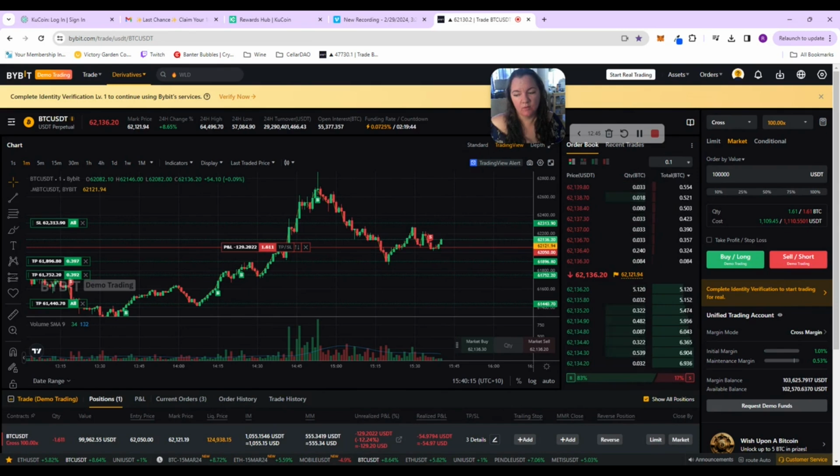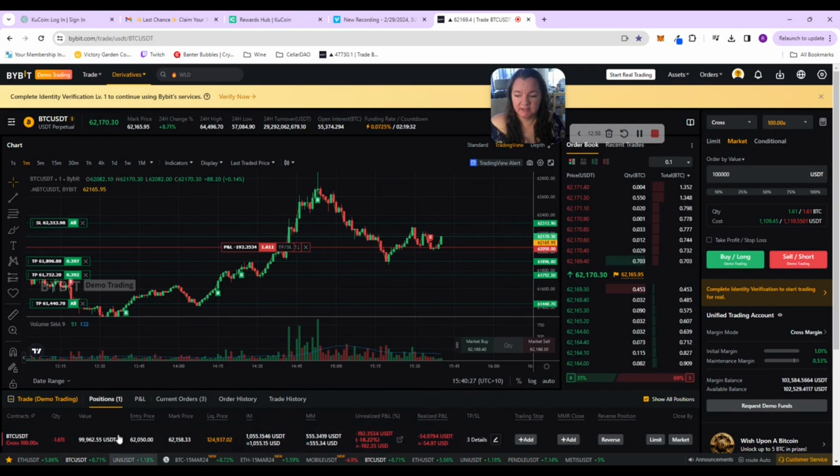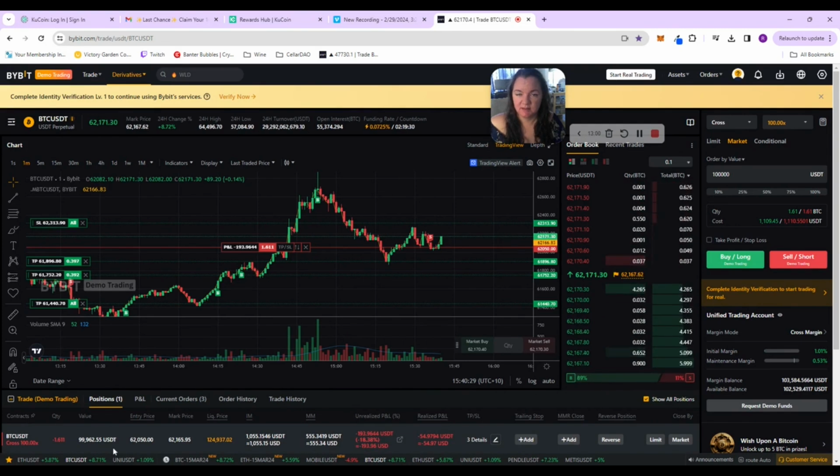So you can see what we're doing. It's Bitcoin, USDT, so that's the perpetual future. Now we've got cross leverage with 100x. And that is, with the margin, it's 1.6 Bitcoin, which is about $100,000. So I'm risking $1,000, and then that leverage gets me $100,000.